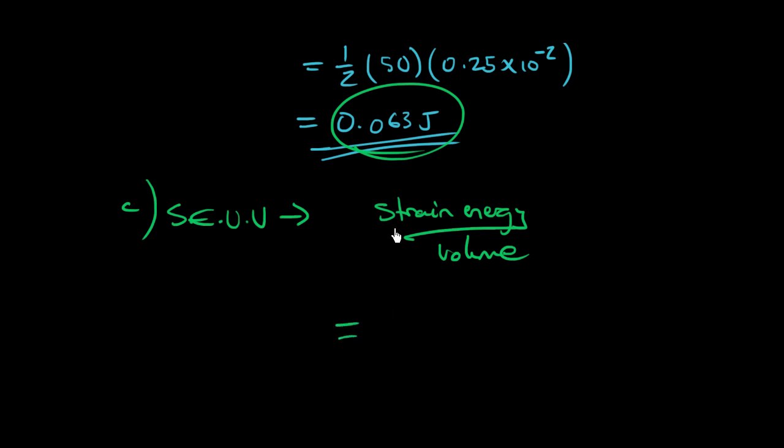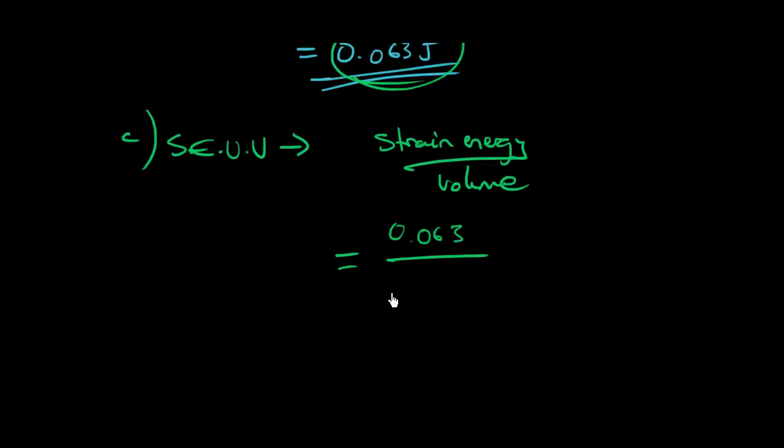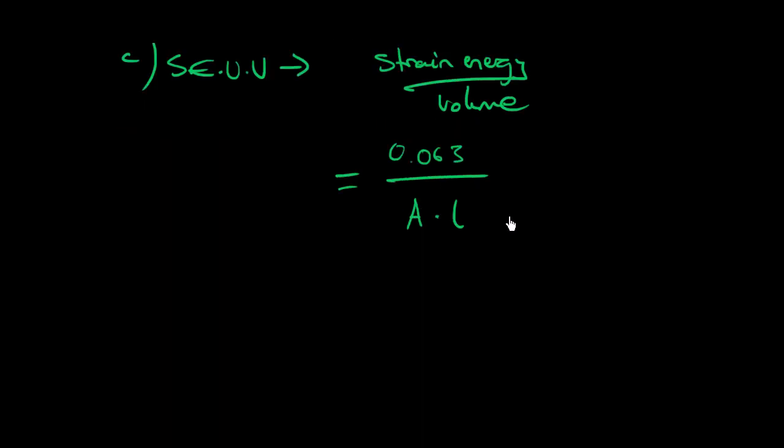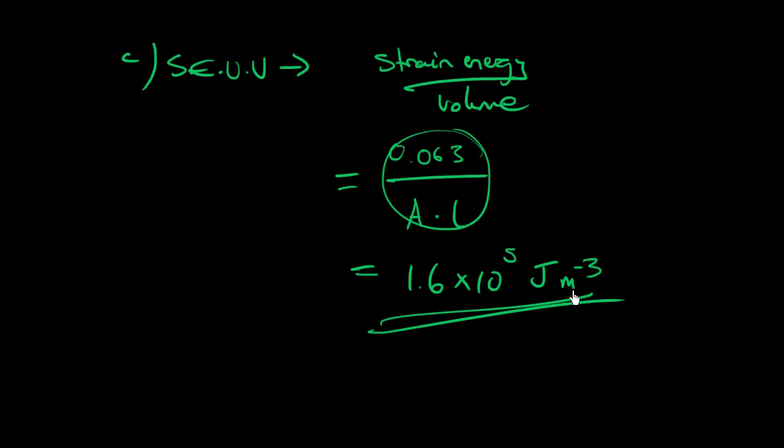And so our formula is going to be 0.063 joules divided by the volume, and the volume is the area, which we found before, times the length, and the length was 2 meters. So if you do that, make sure your units are okay. This is in meters squared and this is in meters. This is already in joules, so that's fine. Then you're going to get a strain energy per unit volume of 1.6 times 10 to the 5. And I didn't mention this before, but the units for strain energy per unit volume are joules per meter cubed, because volume is always in meters cubed, and energy per unit volume therefore has to be joules over meters cubed.